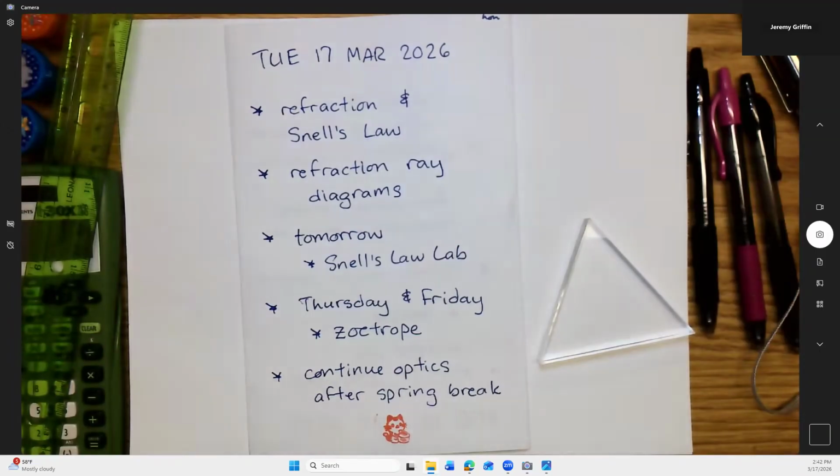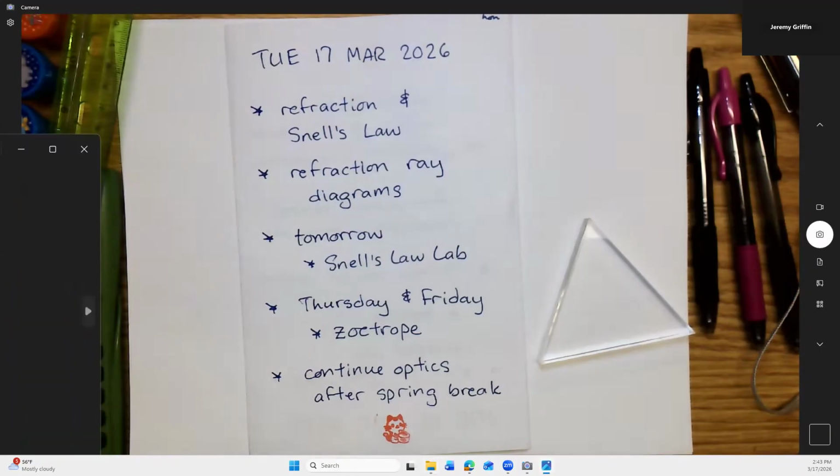So what's this refraction? Hold on, hang on, my computer is being all wacky right now. Okay, here we go. All right.